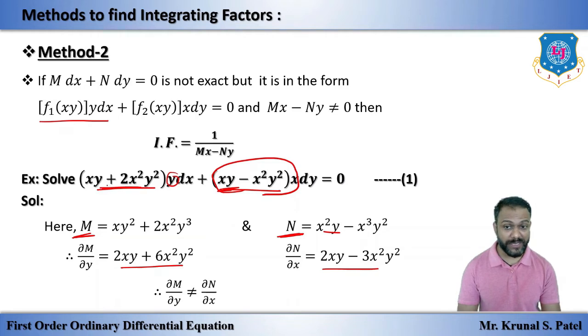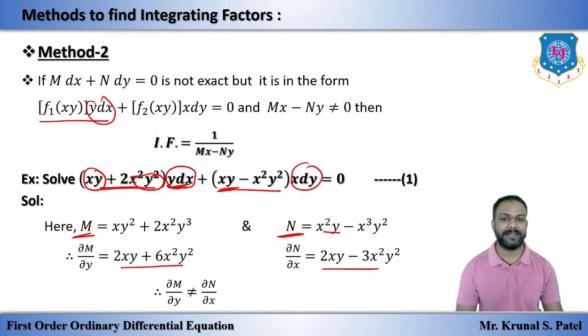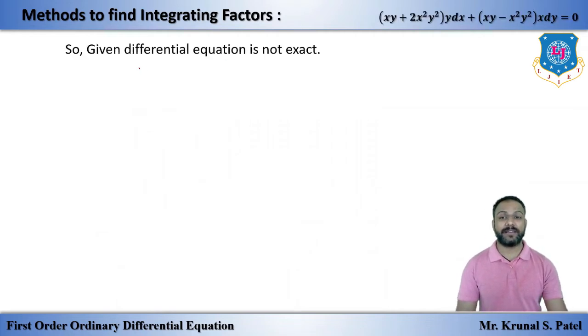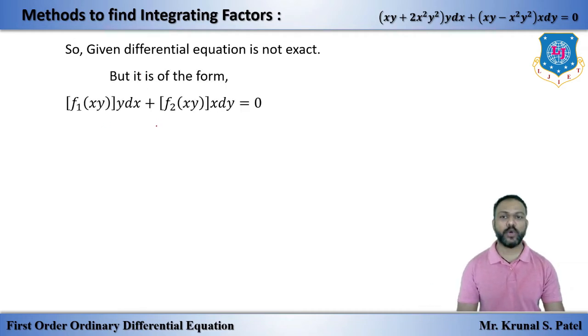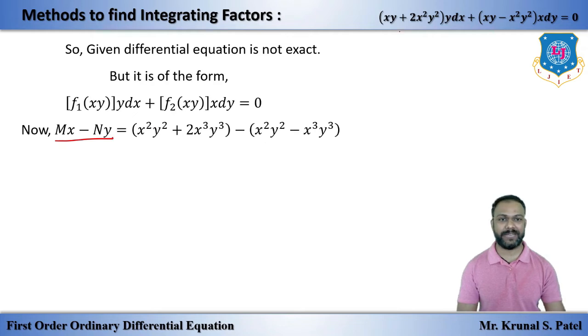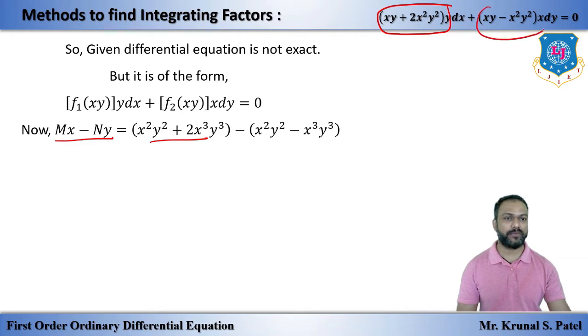So here, function of xy, you can see xy whole square, yes, and y dx is grouped together, x dy is grouped together, and this is a function of xy. Okay, so this is our non-exact differential equation, but it is of this form. So we'll find Mx minus Ny. That means we multiply this M with x and N with y, and we subtract both.